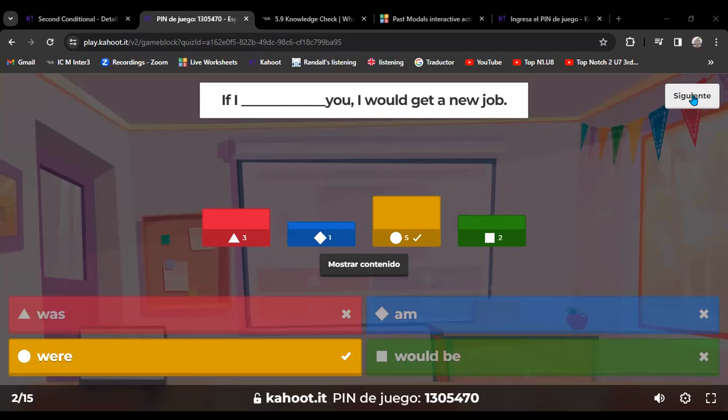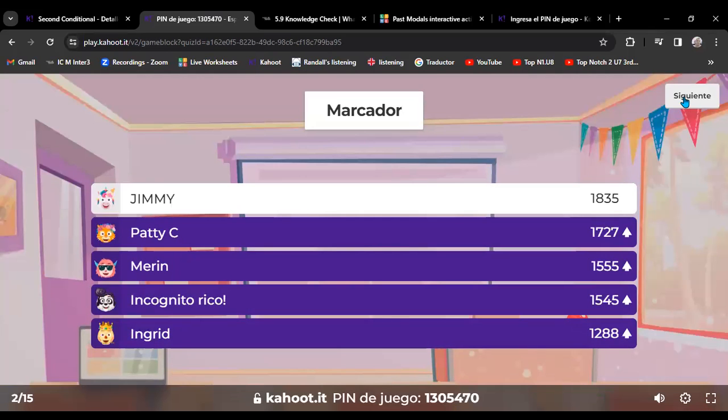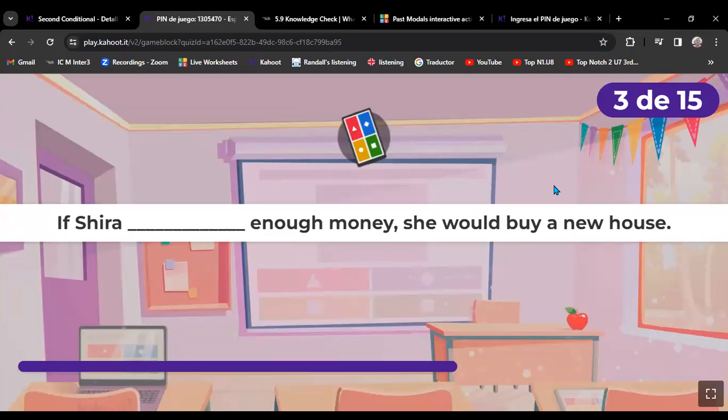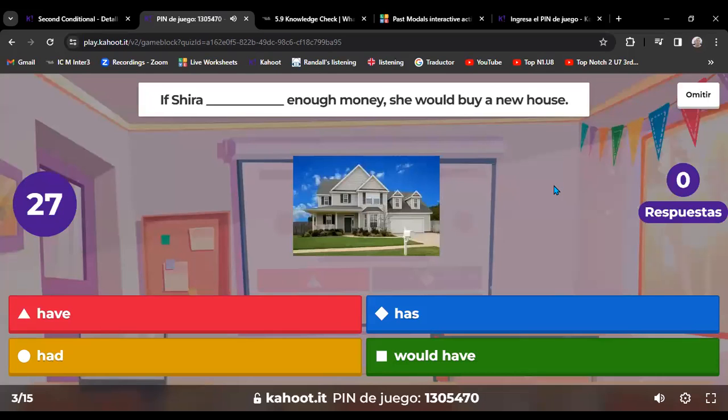Bueno, le voy a mandar fotos entonces en WhatsApp. Okay, porque no hay otra solución. Okay, give me a few seconds. Okay, we're gonna continue. So, Jimmy and Patricia C are in the first places. If Shira is not money, she will buy a new house. And the options are have the red one, have the yellow one, have the blue one, and will have the green one. Ahí le mandé la foto. Have, will have. If she has not money, she will buy a new house.